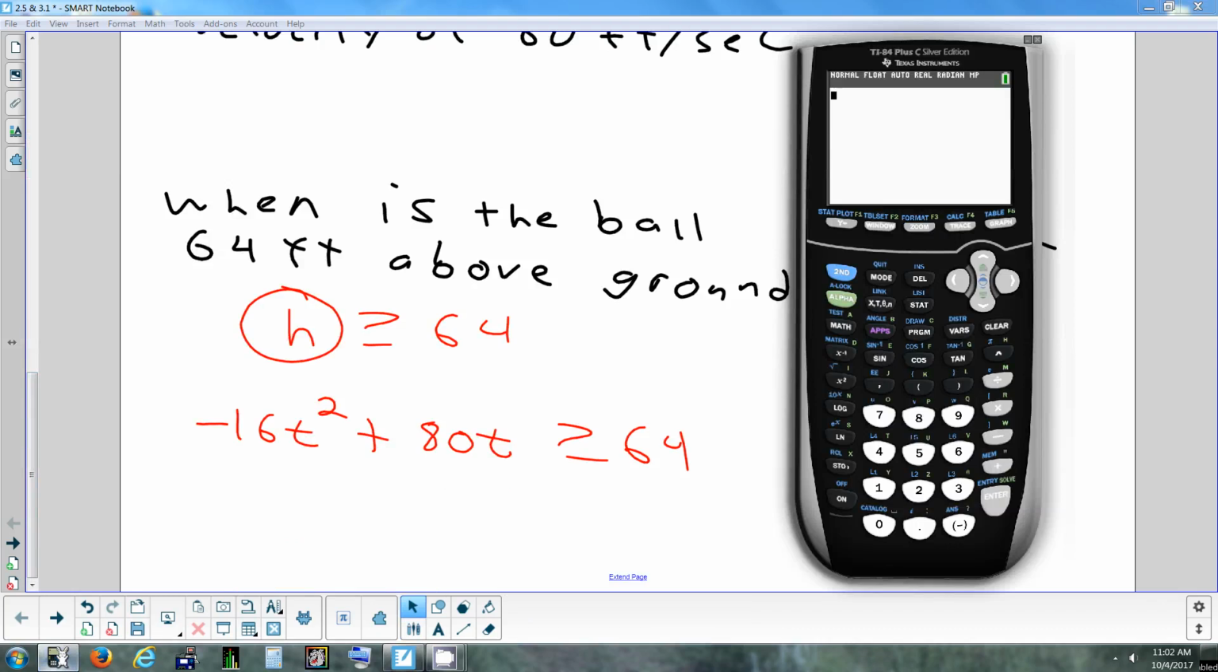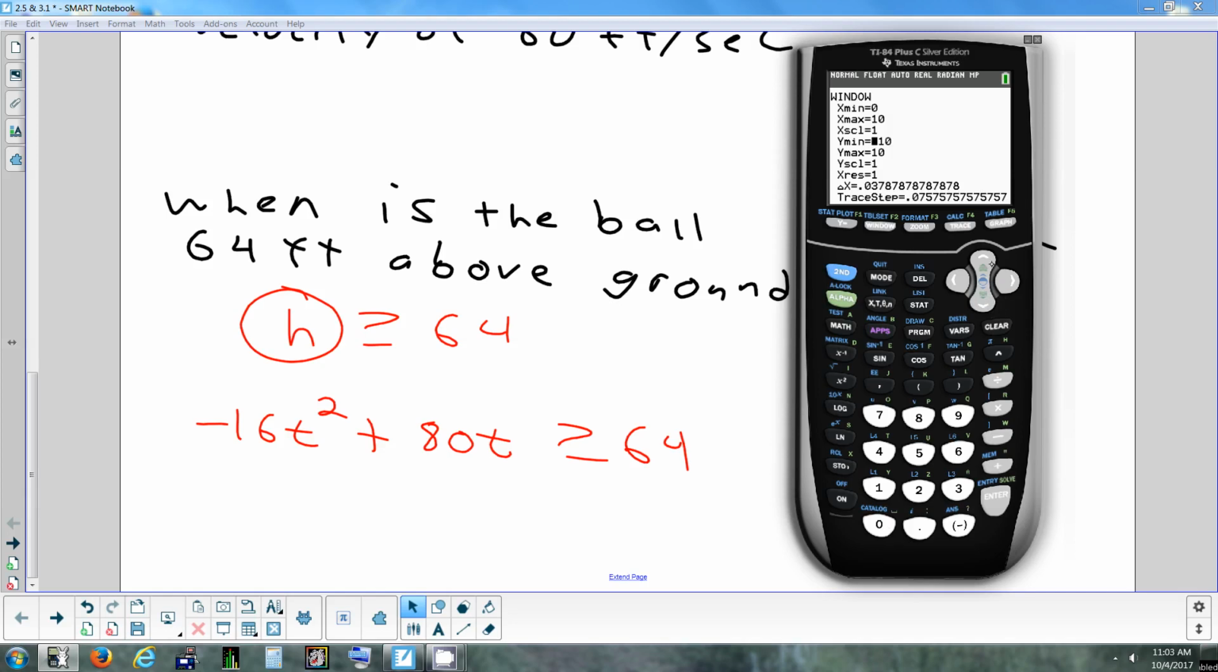The way we'll do it, it says graphically. So type what's on the left in y1 and what's on the right in y2. Let's set our window. x is the variable I have to use, I can't use t, but x represents time. Can time be negative? No. The maximum amount of time is how long the ball is in the air for. I don't know, I'll try 10 seconds.